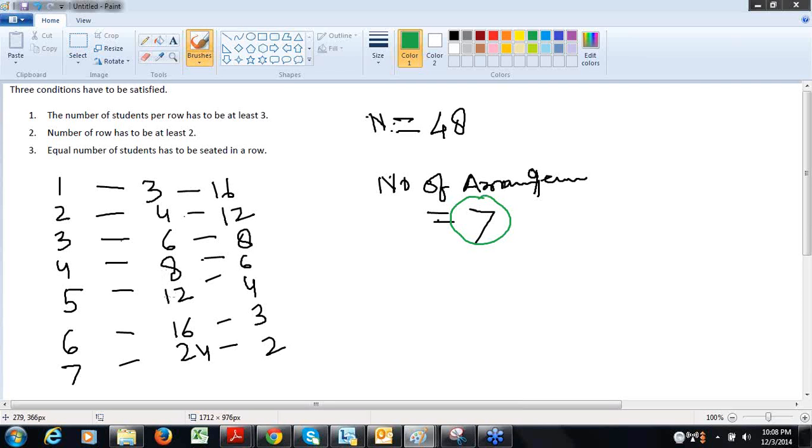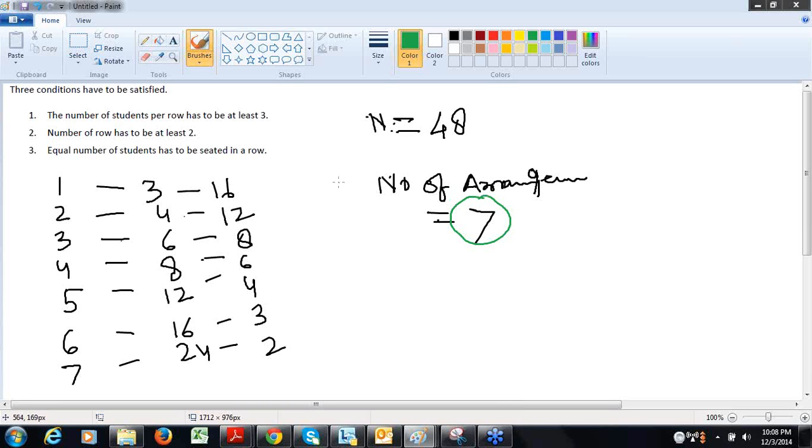8 students, 6 rows will be possible. 12 students, 4 rows will be possible. 16 students, 3 rows will be possible. And 24 students, 2 rows will be possible. Just count the number of arrangements: 1, 2, 3, 4, 5, 6, 7. So the total number of arrangements we have is 7.